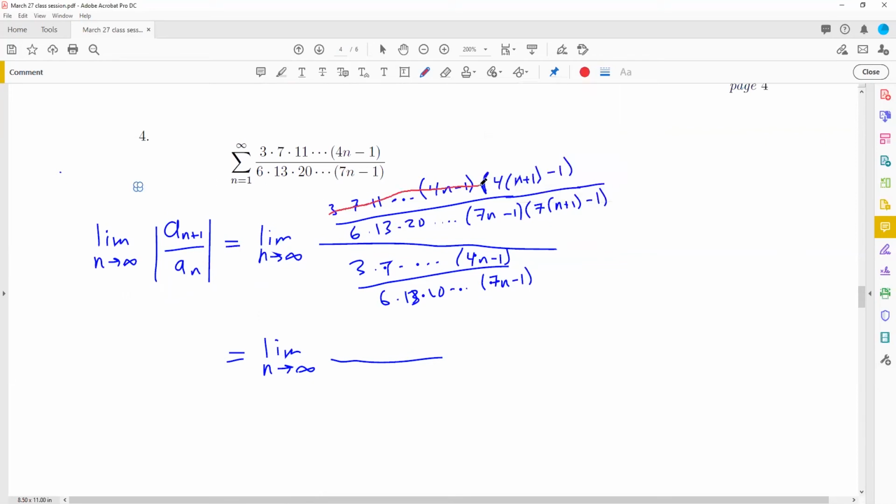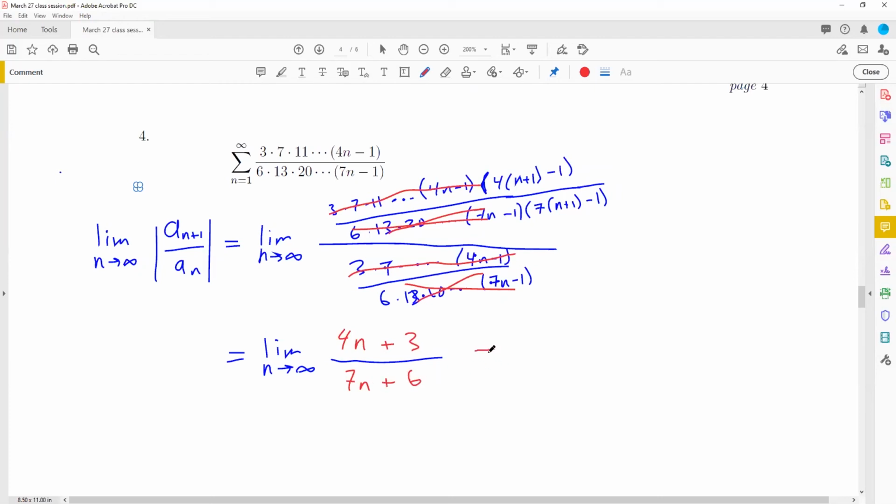All that is going to cancel with all that, right? And all that cancels with all that. The whole denominator got taken out. And we just have 4. And let's see, this is 4n plus 4. And so that's 4n plus 3. And then down here we have 7n plus 6.